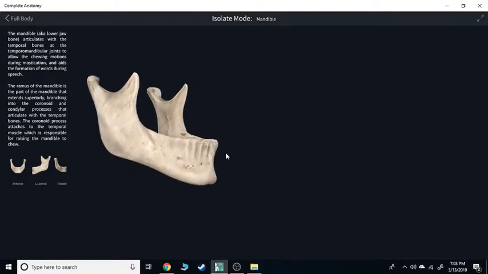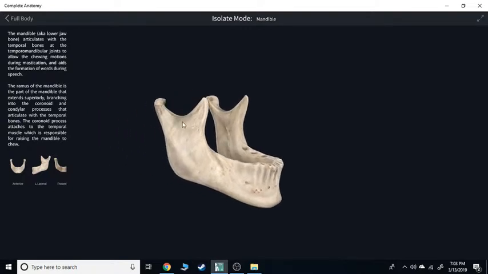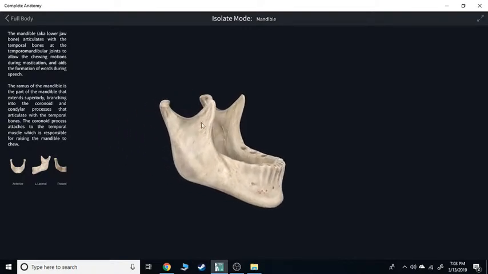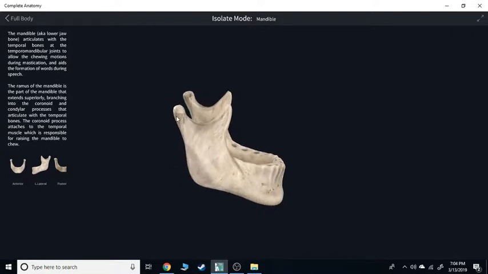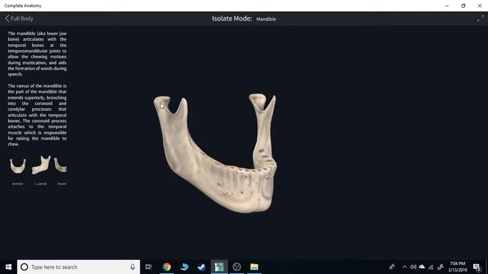The next part is the ramus. There's two main parts of the body. There's this horseshoe looking thing and the ramus. It's this vertical portion. This vertical portion goes off into two different processes. So there's the condylar process right here that also has the head of the mandible, which articulates with the temporal bone. It creates the temporomandibular joint.